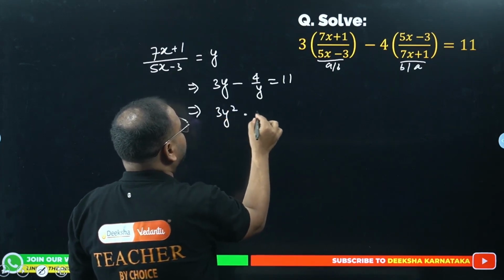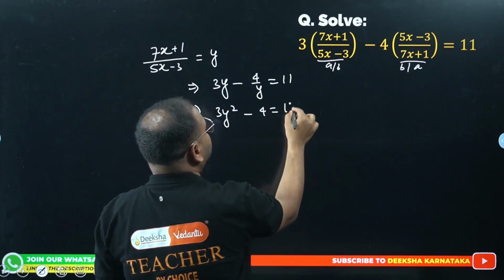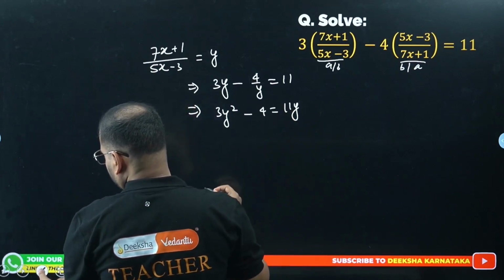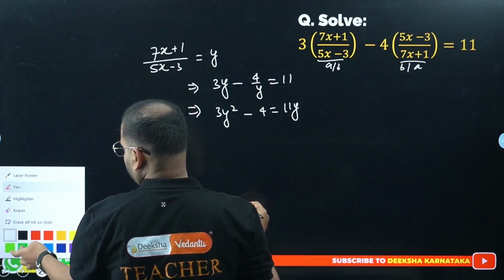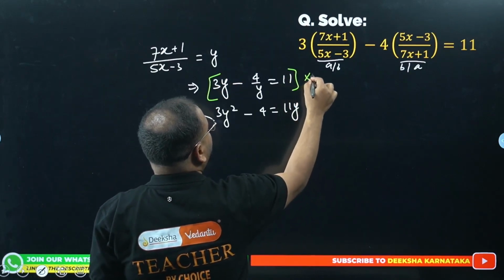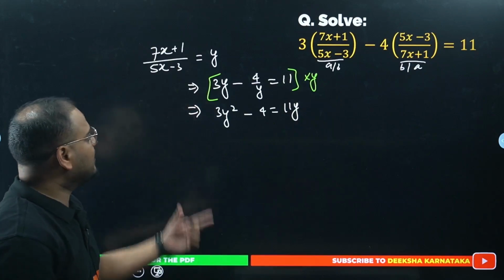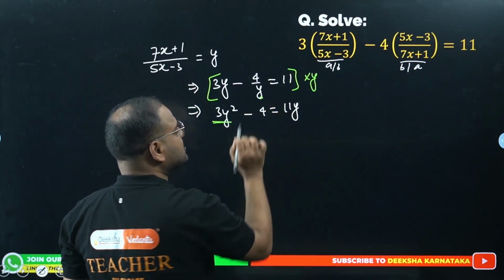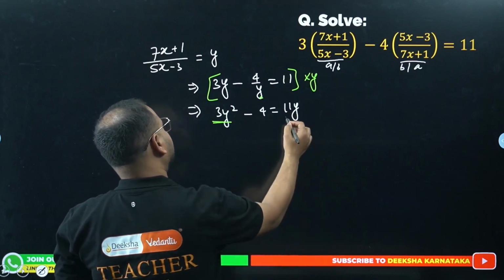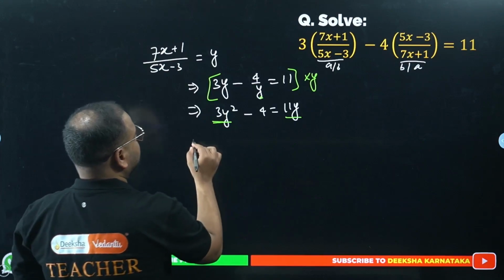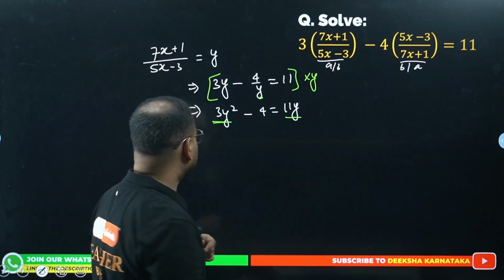3y squared minus 4 equal to 11y. What have I done? I've multiplied every place with a y. I hope you can understand. I've multiplied everywhere with a y. If I do that, it will become 3y squared. This y will cancel, so just 4 and 11y. I hope it's clear. I know it's clear. All of you are very good students.